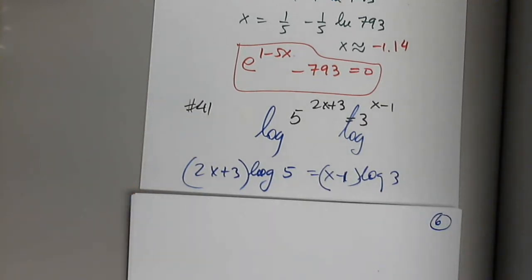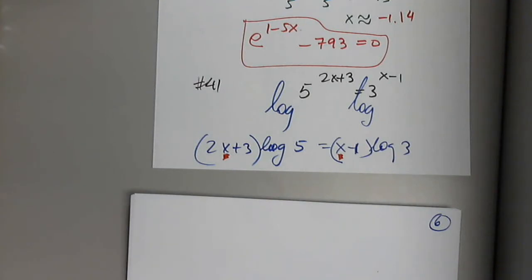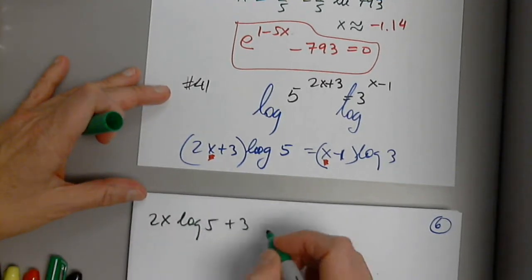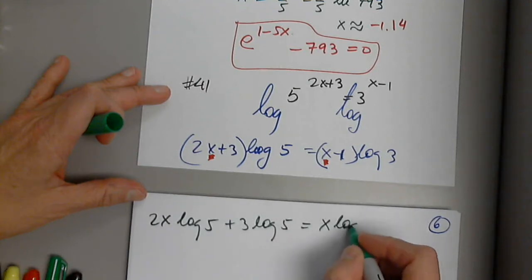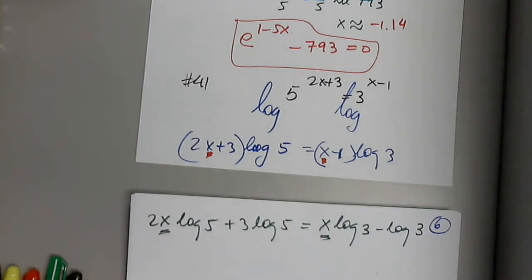Good. What do you think we need to do next? Remember, we are solving for x. Don't say anything before I give you a little hint. x is in two spots. So what would be my next thought or next step? 2x log 5 plus 3 log 5 equals x log 3 minus log 3. Awesome. Of course. It's hidden. x is still somewhere inside parentheses. I have to distribute. Very good.